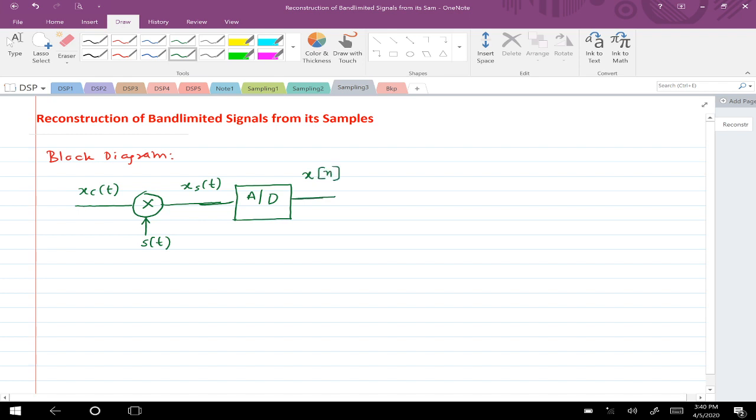Now assume that we are giving this to a digital to analog conversion. You could think of it as an impulse generator with which you multiply, and what you get out of it, you call xs of t again. So you are getting back that signal. Now again assume that this digital to analog conversion is done already and xs of t is there.